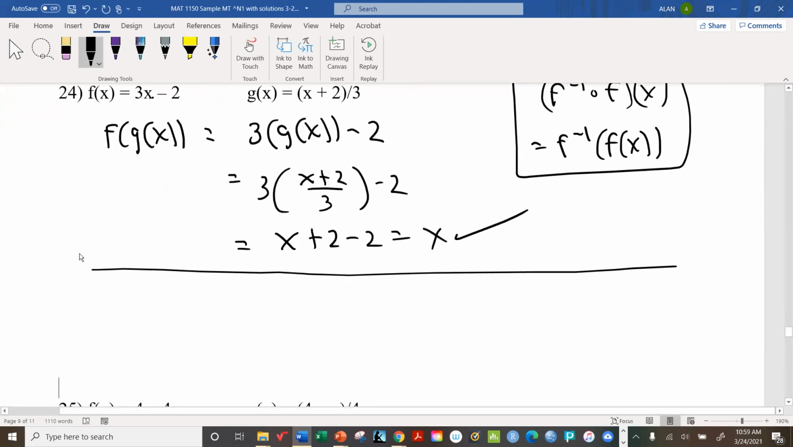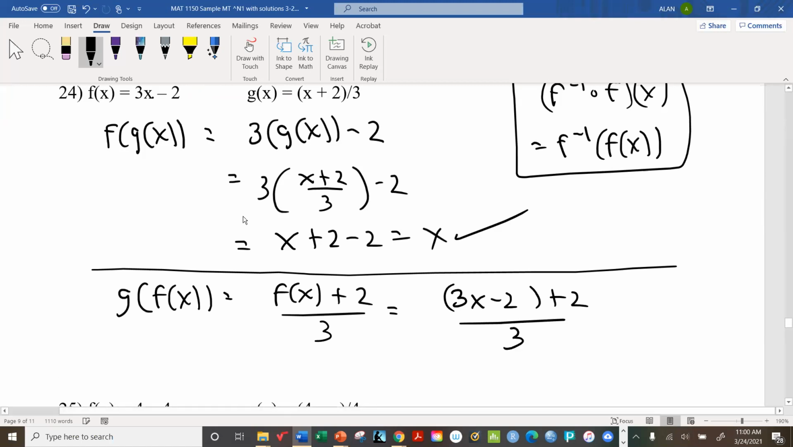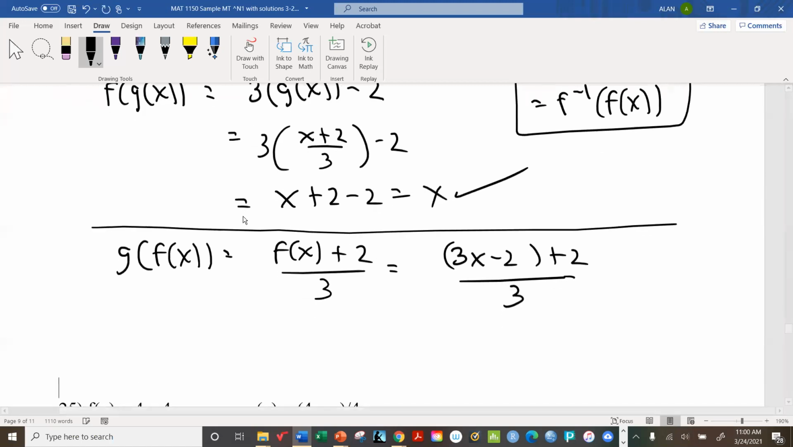Then we have to do the reverse, g of x, g of f of x rather. So remember what we're doing is we're taking each x and now we replace it with f of x. Okay, so then the f of x is 3x minus 2. So then here we clearly have the 2's cancel out. We have 3x over 3 equals x.